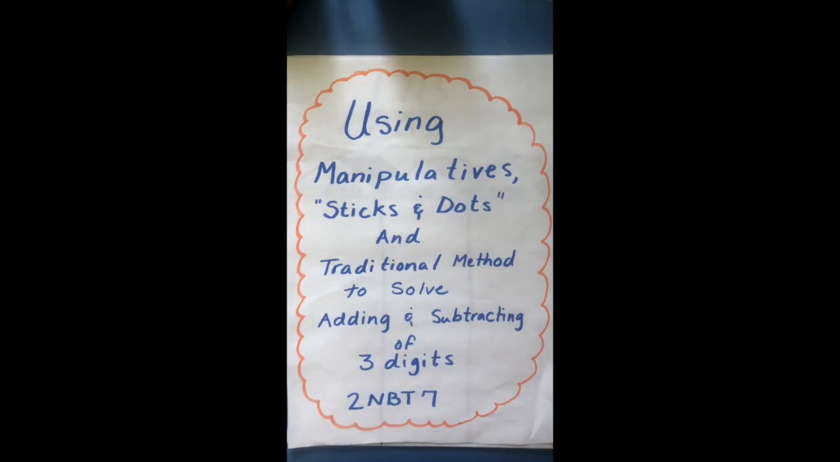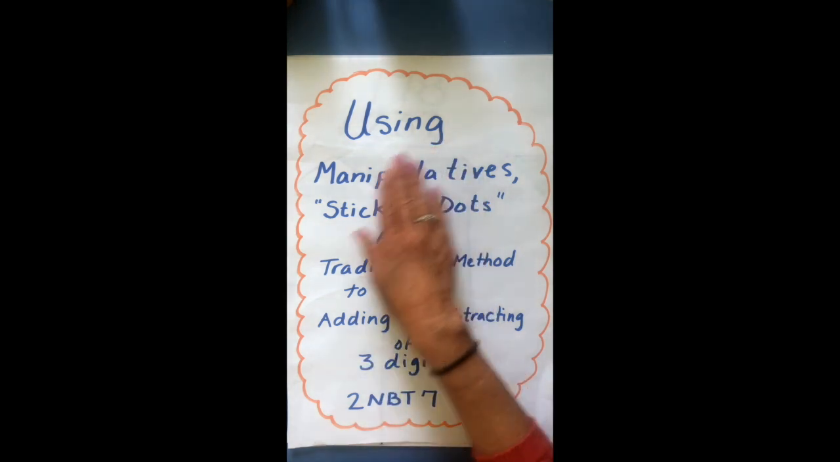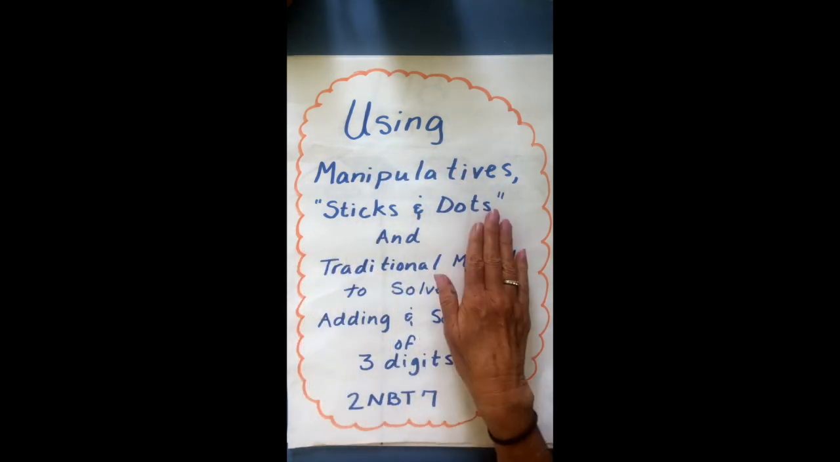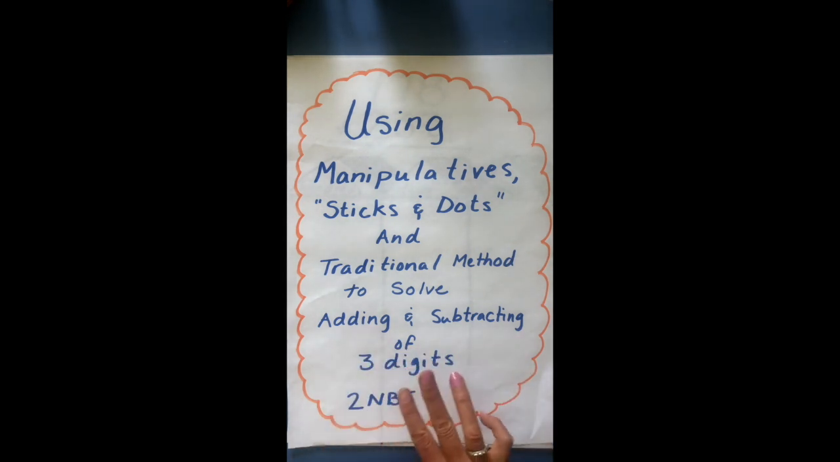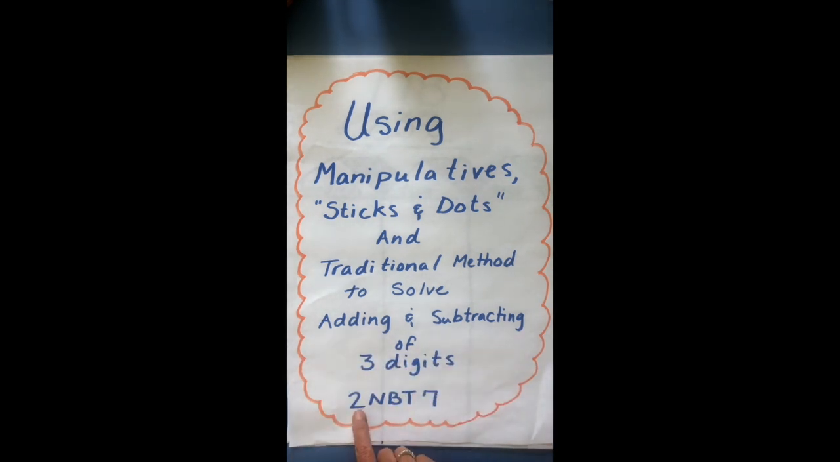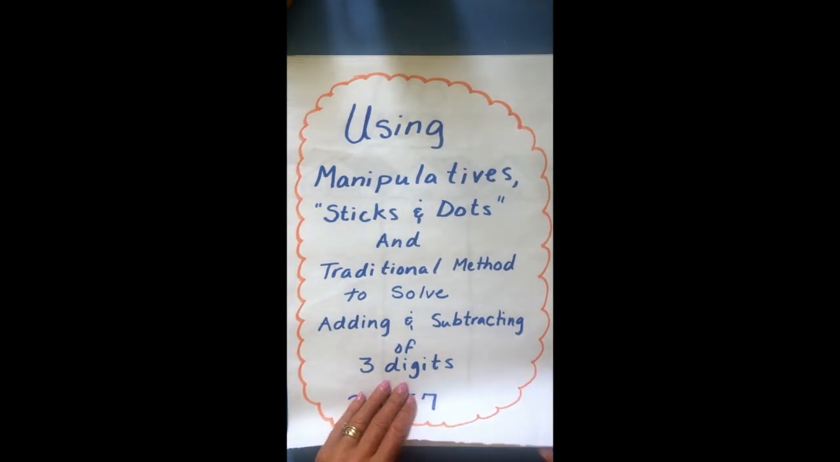All right, this is a video on using manipulatives, sticks and dots, and the traditional method to solve adding and subtracting of 3 digits. So this is Common Core Standard 2.NBT.7. All right, so here's the first problem.